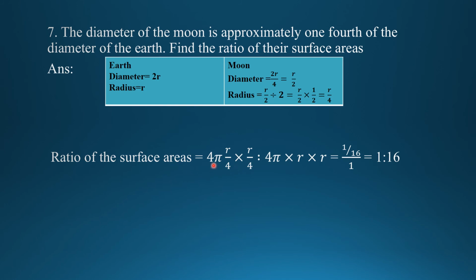Surface area of the moon will be 4 pi (r by 4) whole square, and surface area of the earth will be 4 pi r square. Cancelling 4 pi and r square from the numerator, we can see it will be 1 by 16 by 1, which is in the ratio 1:16.